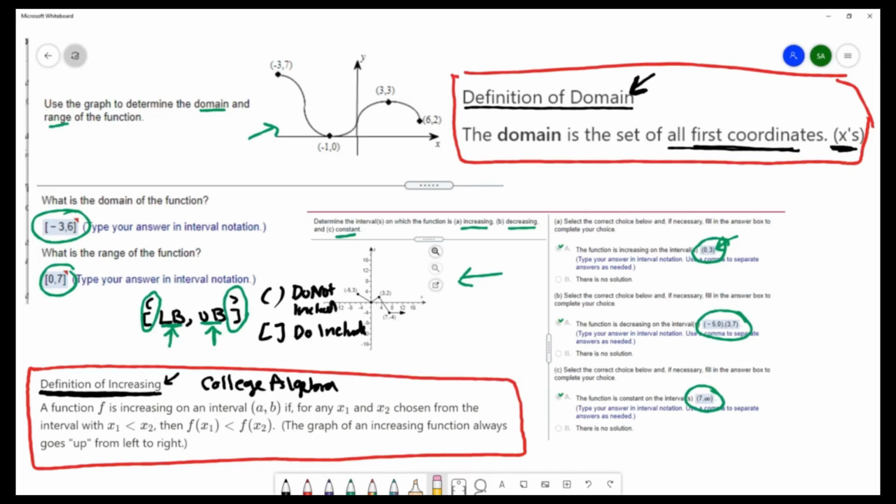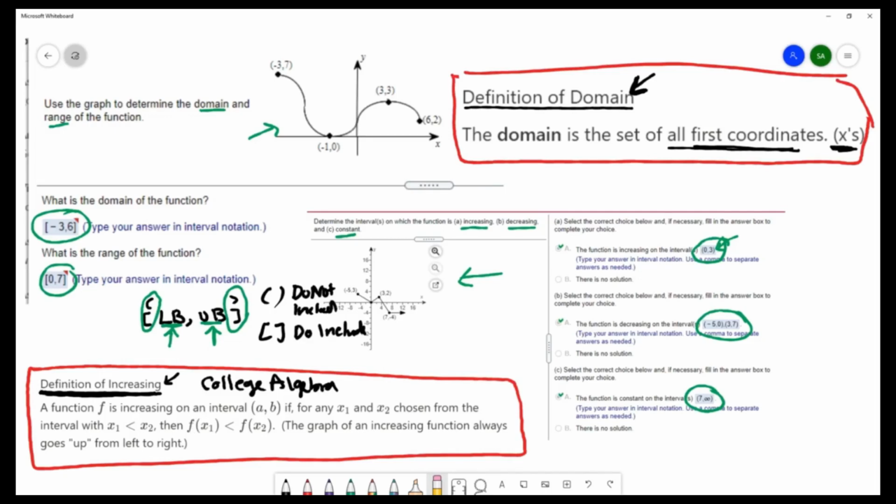So let me continue. A function f is increasing on an interval from a to b if for any x sub 1 and x sub 2 chosen from the interval, with x sub 1 being less than x sub 2, then f of x sub 1 is less than f of x sub 2. So in a little bit less technical terms, the graph of an increasing function always goes up from left to right. So our y's on the right will be larger than our y's on the left.